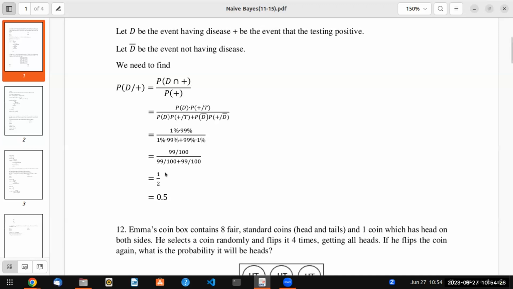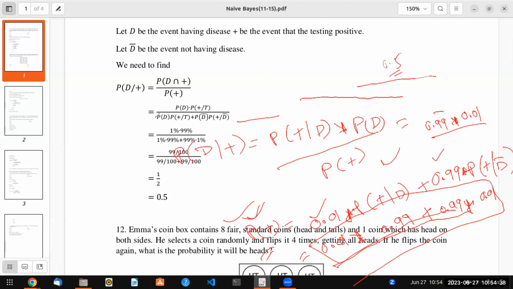So just a little bit of modification here, but the rest is the same. Can you see 1% into 99% according to our formula? In our numerator, what we got is 1% into 99%, same here: 0.99 into 0.01. In the denominator, we got 1% into 99%, that means 0.01 into 0.99 plus 0.99 into 0.01. Same thing we're getting. Here, a little bit of modification: this T should be replaced with capital D. That's all.